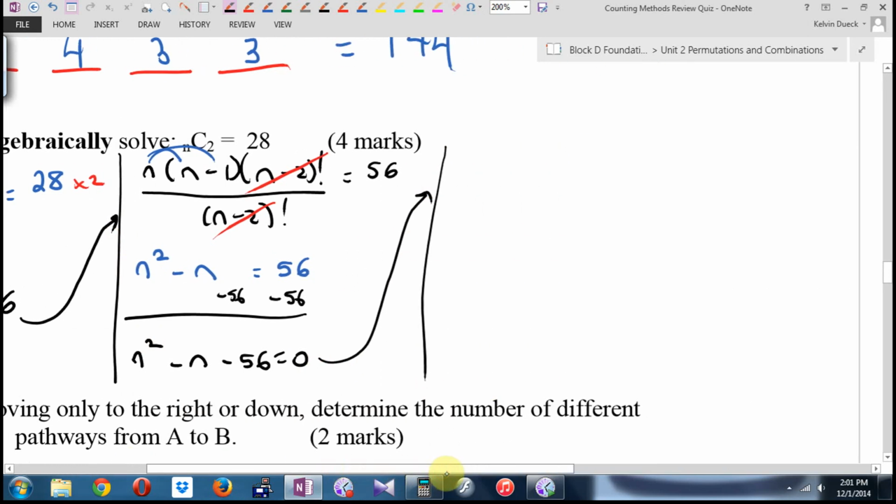Now what? You could use the quadratic formula, but it turns out this will factor. They always will, because I have to give you a whole number for n, because if we're talking about letters or objects or cards, I can't have 4.6 cards. Doesn't make any sense. So it's always going to work out evenly. I'm looking for two numbers that multiply to negative 56 and add to negative 1. It factors into n minus 8, n plus 7 equals 0, which really means n equals 8 and n equals negative 7 as roots.